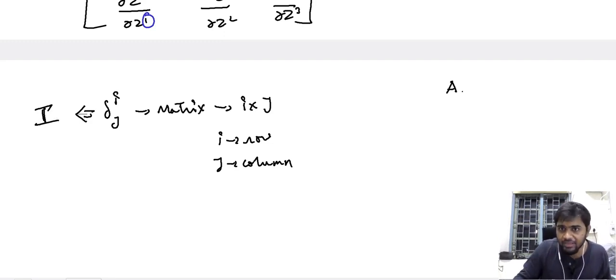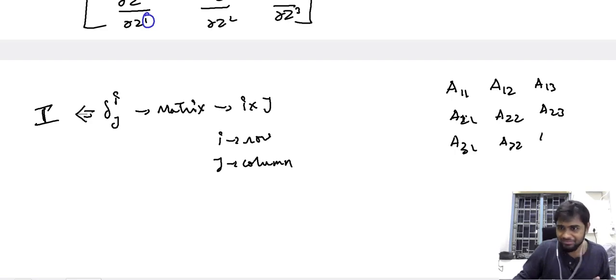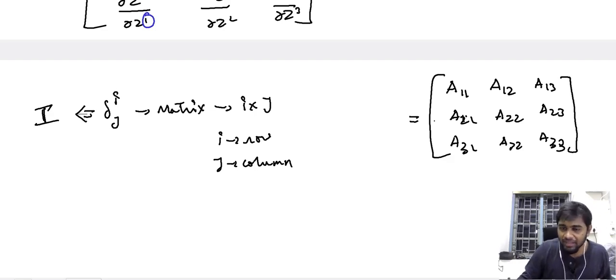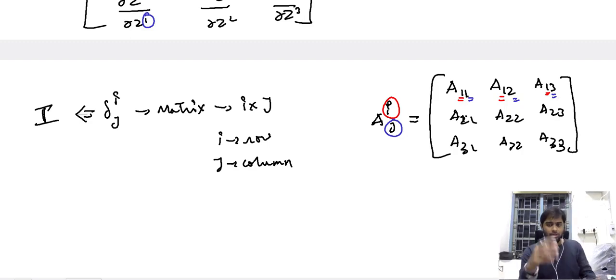Supposing I have a 3 cross 3 matrix of this sort, something that we are all familiar with. Now this matrix can be represented using two indices i and j, where the i indicates the row of your matrix, and the j indicates the column of your matrix. So there are two ways of looking at it. The entire Kronecker delta can be expressed in the form of a matrix, and that is what we have seen.